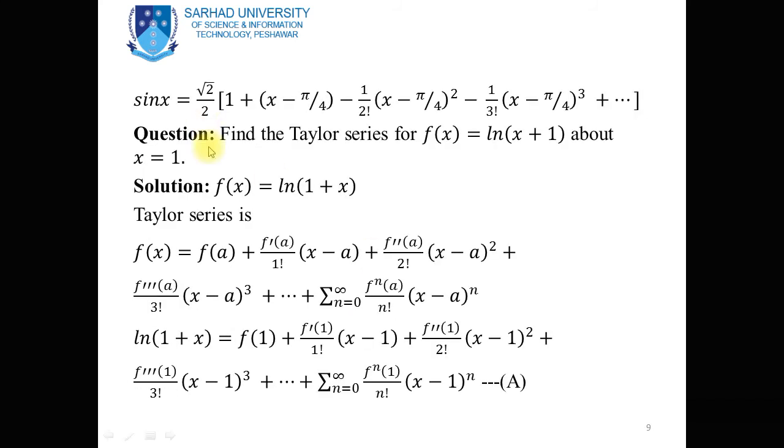Now another problem. This is the final form, the simplest form of the series for the function sine x, which is under root 2 divided by 2 into 1 plus x minus pi by 4 minus 1 over under root 2 into x minus pi by 4 whole square minus 1 over under root 3 into x minus pi by 4 whole cube, and so on.